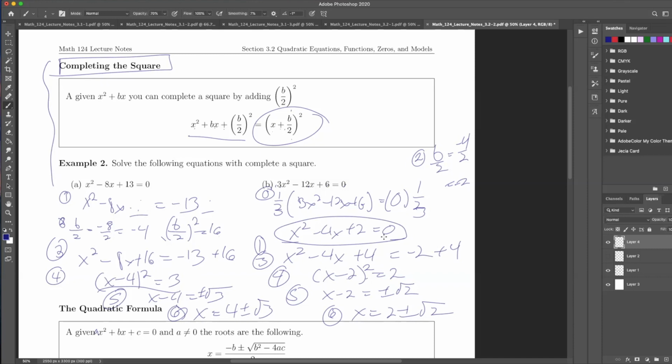So this is cumbersome to solve something with, but it's necessary for graphing for the next section. So that's why I'm teaching you now. And it's also what the book does.